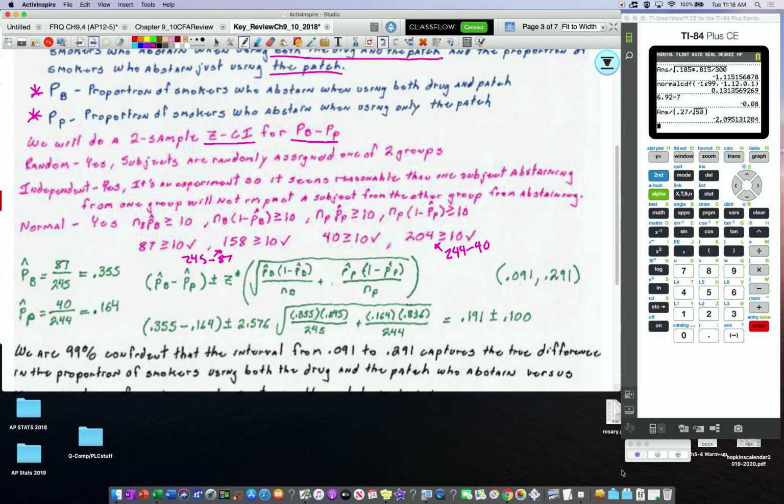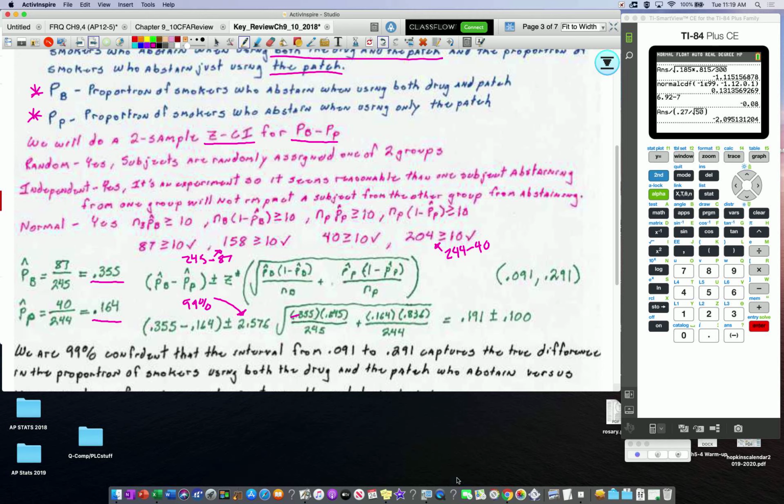So now we need to calculate out our confidence interval. So here's our two respective sample proportions. So when doing both, it's 35%. When just doing the patch, it was about 16%. So that we take the difference between the two proportions plus or minus z star. So a 99% confidence interval, if we look it up right at the table, should be 2.576. So to find the standard deviation, I plug in the respective values for each of them. So I get the difference.